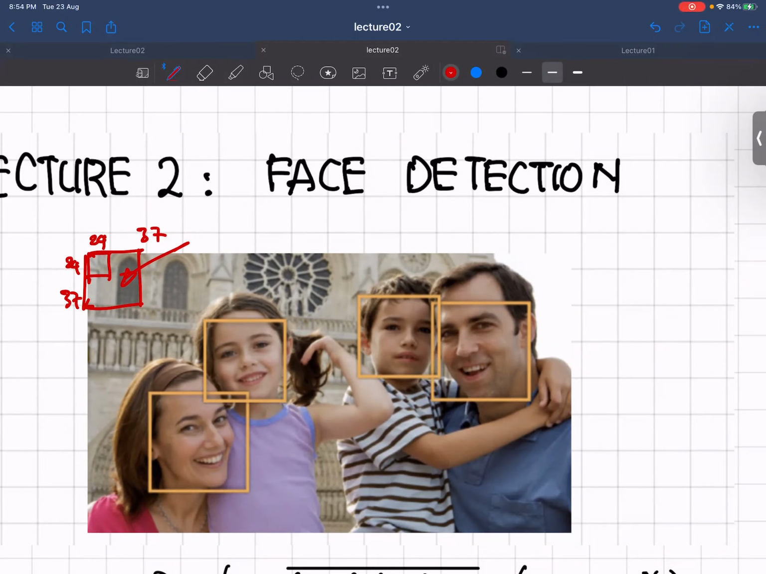Yeah, if you want to have a larger resolution of the face, then you have to start with a larger mask. Yes, a larger mask, like a feature mask. Any other questions?